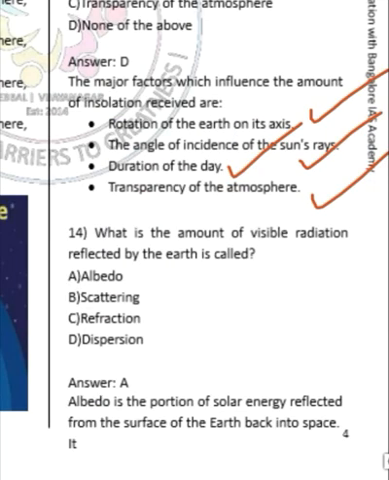Question number 14, it is asking what is the amount of visible radiation reflected by Earth called? The correct answer is option A, albedo. In the answer key, I have given the definition of albedo. You can go through it and collect more information regarding albedo.